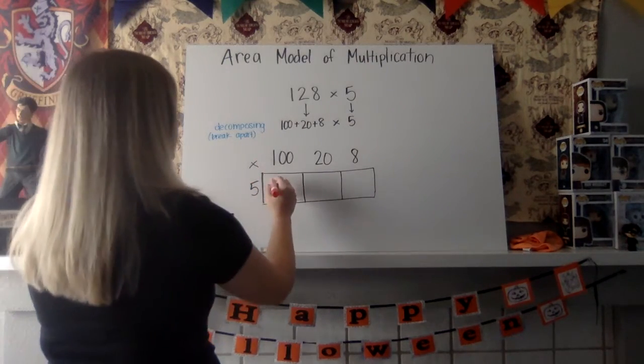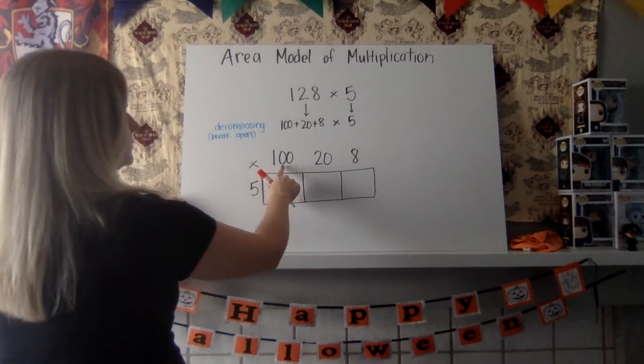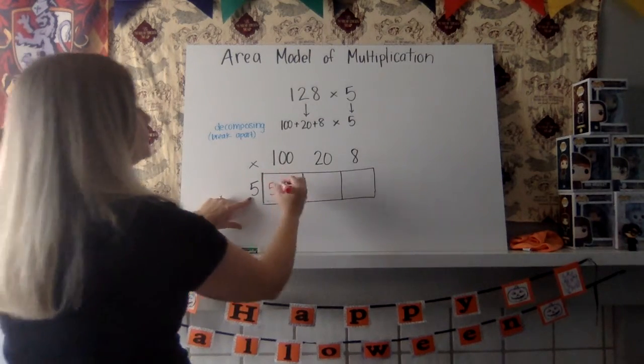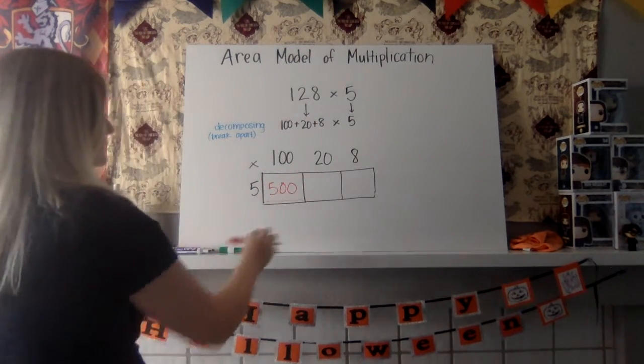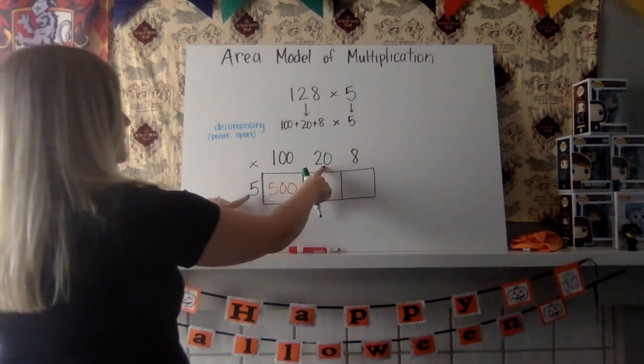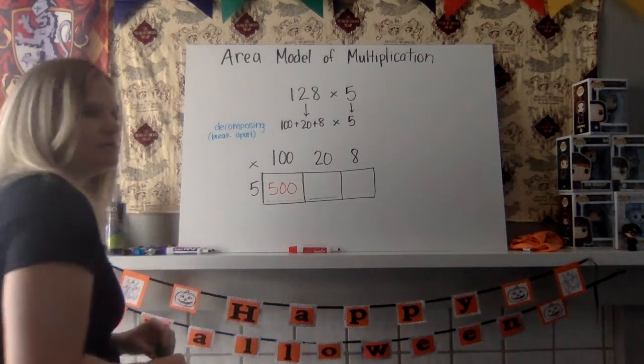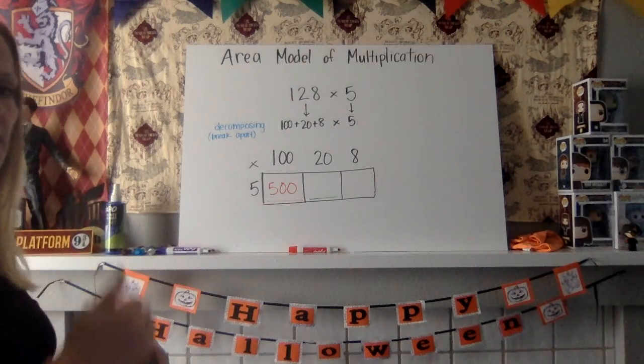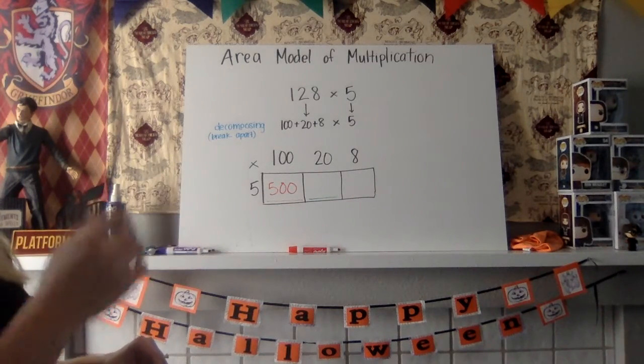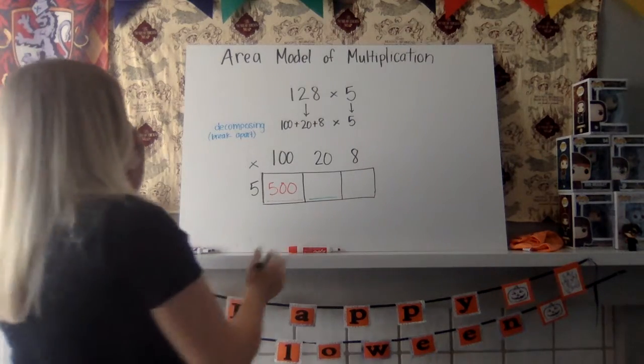1 times 5 is 5. Because of our powers of 10 rule, we will have 2 zeros in the answer. Okay? 20 times 5 will go in this box. So again, you could rote count 20 by 5. You could do it 5 times: 20, 40, 60, 80, 100. Or you can use powers of 10.